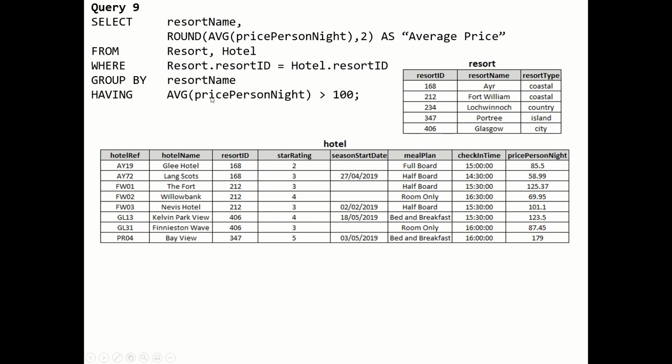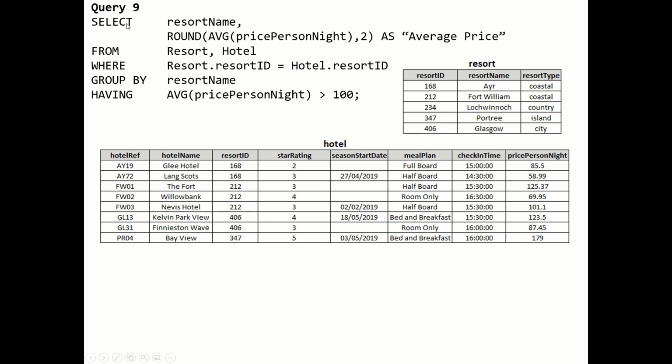And then we're filtering out the ones that aren't greater than 100. So in actual fact, that just leaves us with 2 groups. These ones come out at 105.475, and this one comes out 179. So they both meet the having criterion, I should say.